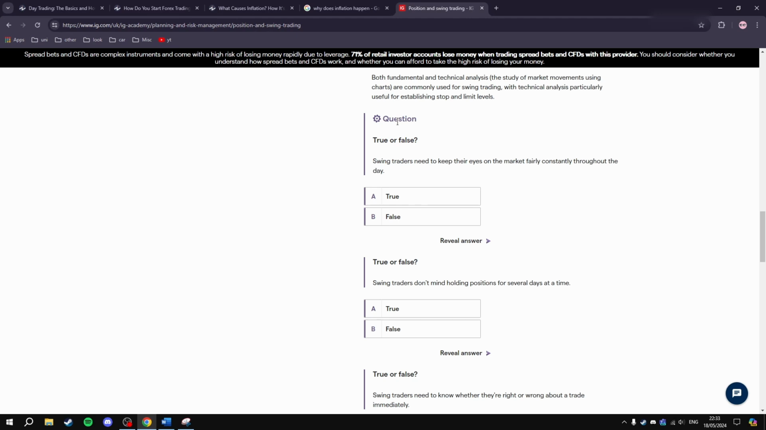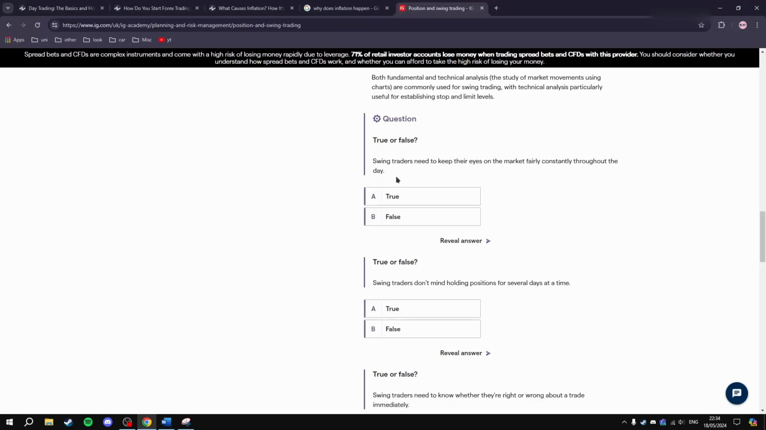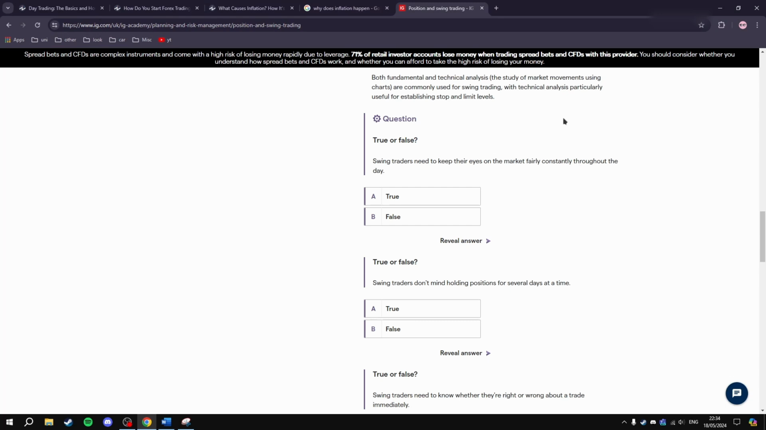Both fundamental and technical analysis, the study of market movement using charts, are commonly used for swing trading, with technical analysis particularly used for establishing stop and limit levels.